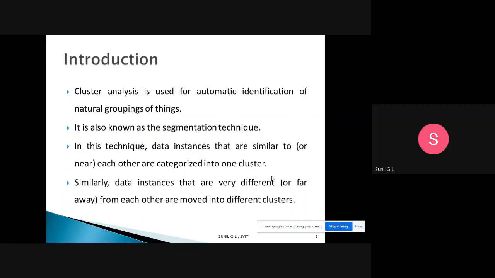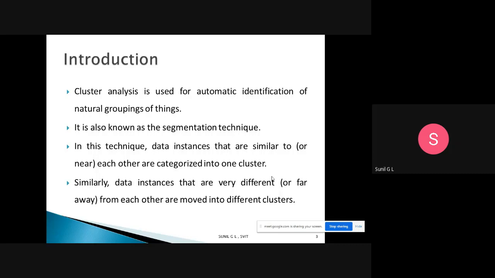Cluster analysis is used for automatic identification of natural groups of things. I already told you, suppose you have a bunch of n varieties of fruits, you need to segregate the fruits based on their shape. Banana has more length, so you can group it; we don't know the name of that fruit, just based on shape we are grouping the items. Like a mango, we group based on shape. Then orange, like that, based on shape we are grouping the elements. That we will call clustering.